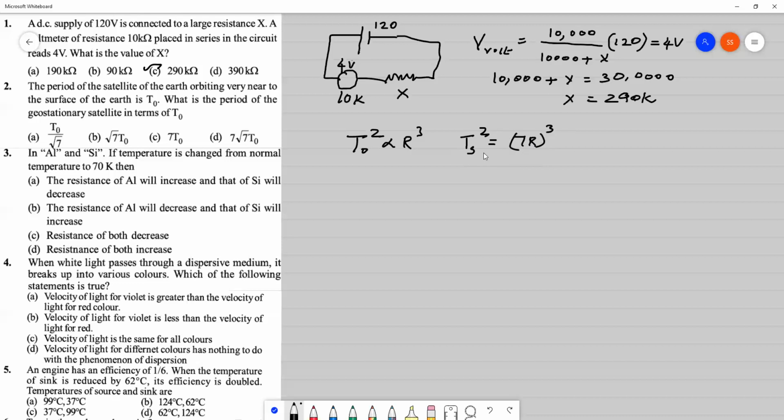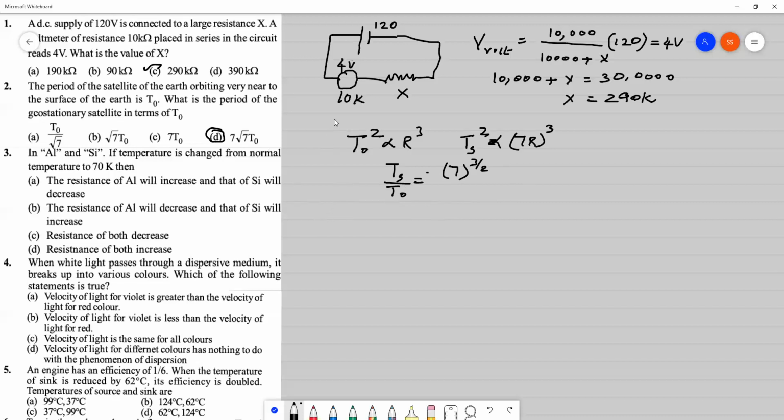When you divide this equation by the other, you get Ts by T naught equal to 7 the whole power 3 by 2, which is 7 root 7. So Ts is equal to 7 power 3 by 2 times T naught. So this should be the right answer.